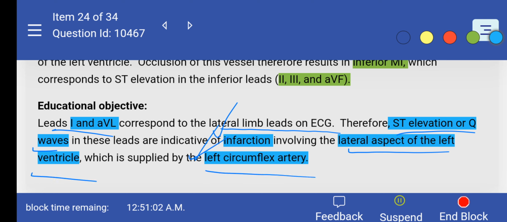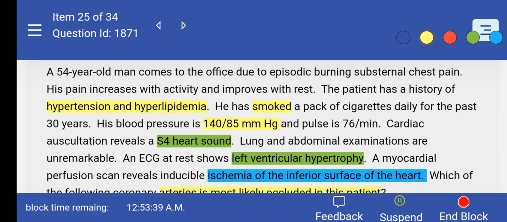This is important, right? So, question number 25. A 54-year-old man comes to the office due to episodic burning substernal chest pain. His pain increases with activity and improves with rest. The patient has a history of hypertension and hyperlipidemia. He has smoked a pack of cigarettes daily for the past 30 years. His BP is 140/85 mm Hg and pulse is 76 per minute. Cardiac auscultation reveals an S4 heart sound. Point to be noted.